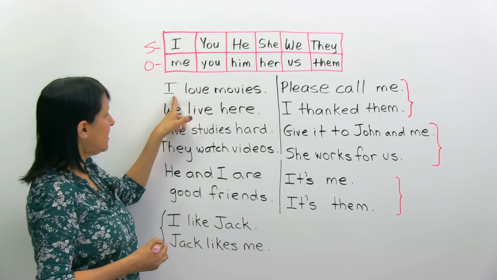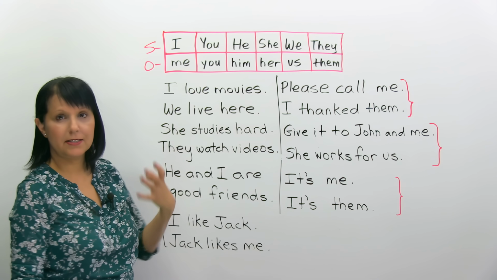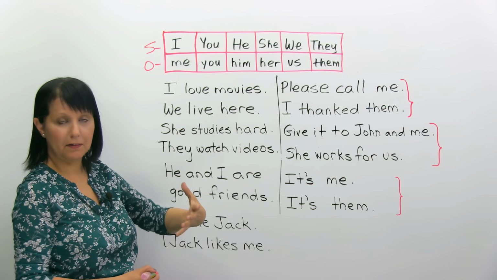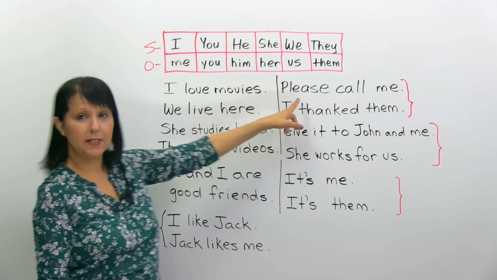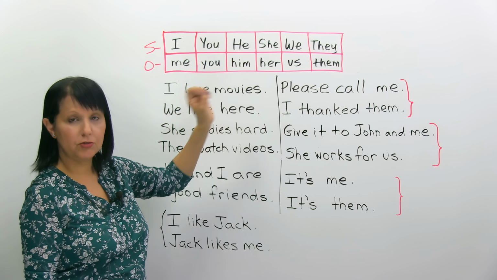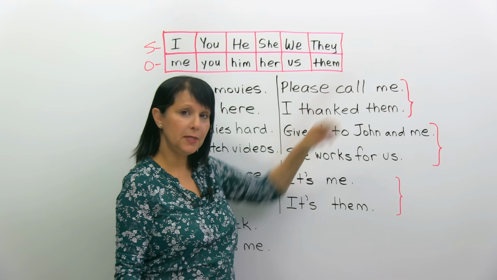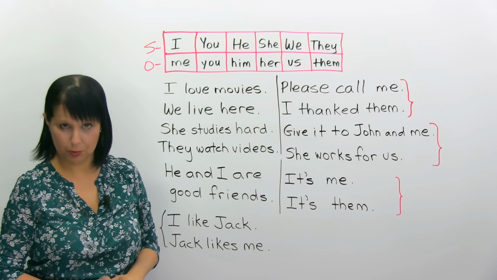So in this sentence, I love movies, right? The I is a subject. It's doing the action. The action is love. All right? So this is a subject pronoun, right? But in this sentence, please call me. The subject is understood as you, but the action is being received to me. Please call me. So me is an object pronoun.